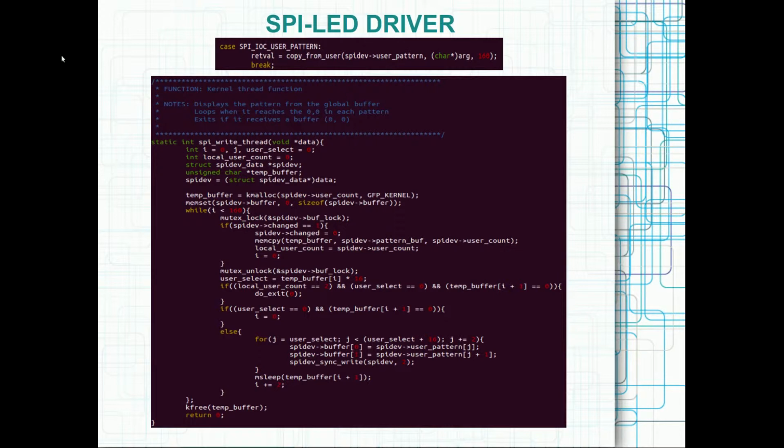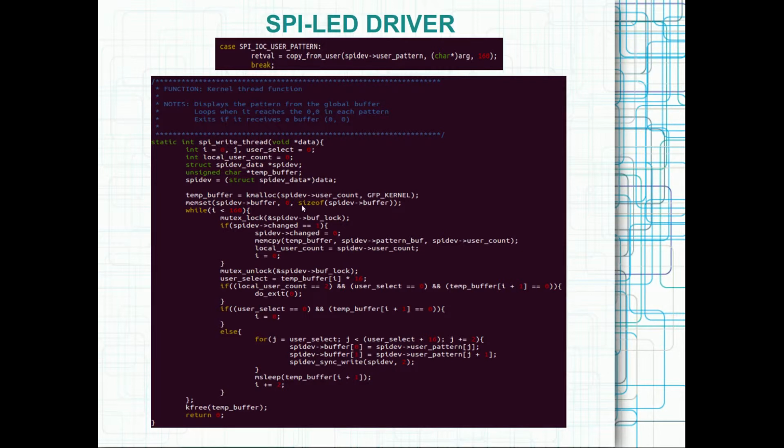That's done here, SPI IOC user pattern, and then based on the distance that I get from the ultrasonic sensor, I can get the user to give in which pattern he or she wants to display. Say there are 10 patterns and the user wants to display pattern number 2 and 3. So I get the pattern numbers, and then based on the patterns that were given before, I display them using the spidev sync write.